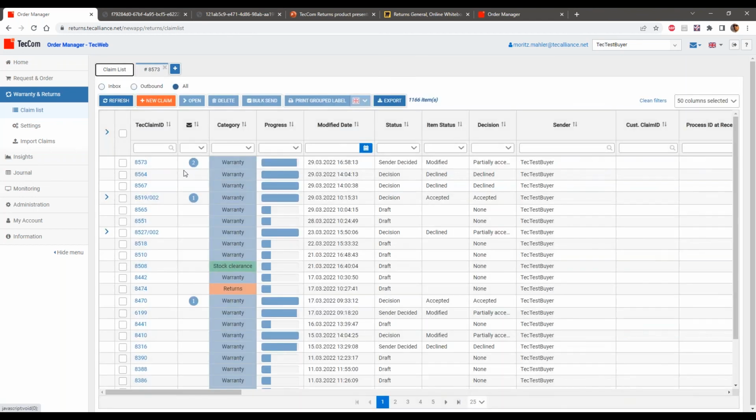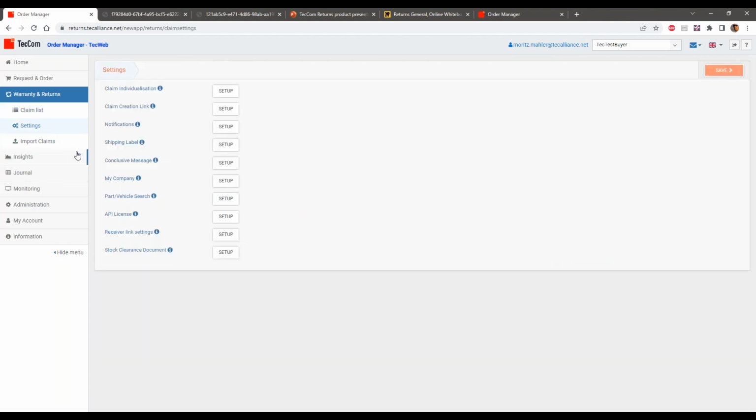And for me, the part is over. What happened? I changed the status to sender decided. So for me as a trader, this whole process is now finished, because I got the information in a different way. He called me or he sent me an email. But for me, I have the transparency, the easy claim creation, and the linkage towards the workshops and so on.